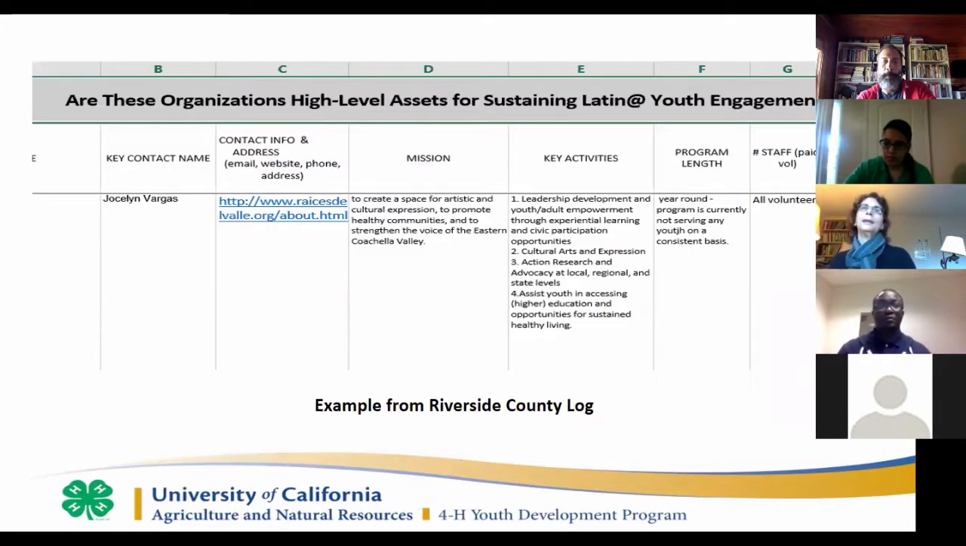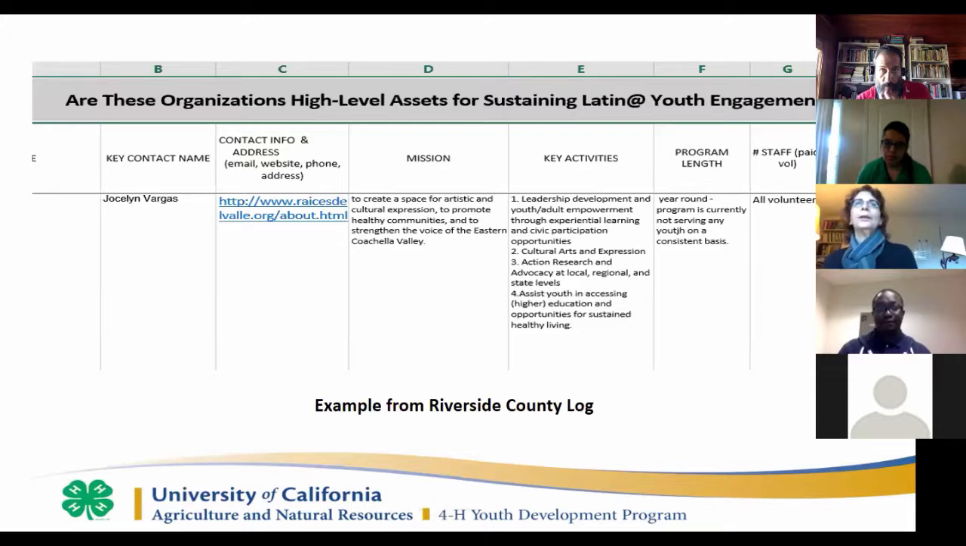So this slide shows you an example from Riverside County. One of the things that I forgot to mention at the beginning is that this research project is taking place in 3 counties in California: Riverside, Merced, and Santa Clara. So I am in Santa Clara, Claudia is in Riverside, and another colleague is in Merced.